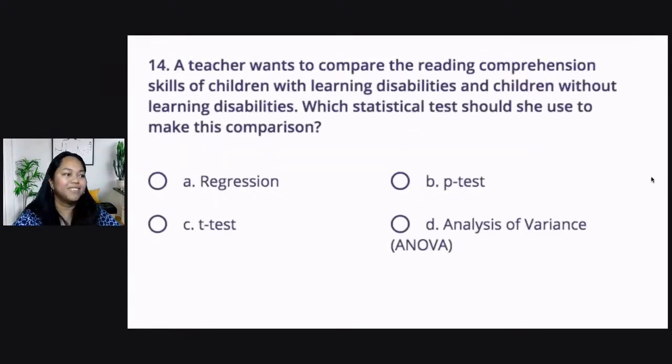Tama po yan. Okay, number 14, a teacher wants to compare the reading comprehension skills of children with learning disabilities and children without learning disabilities. Which statistical test should she use to make this comparison? Is it letter A, regression, letter B, p-test, letter C, t-test, or letter D, analysis of variance? What's your answer?